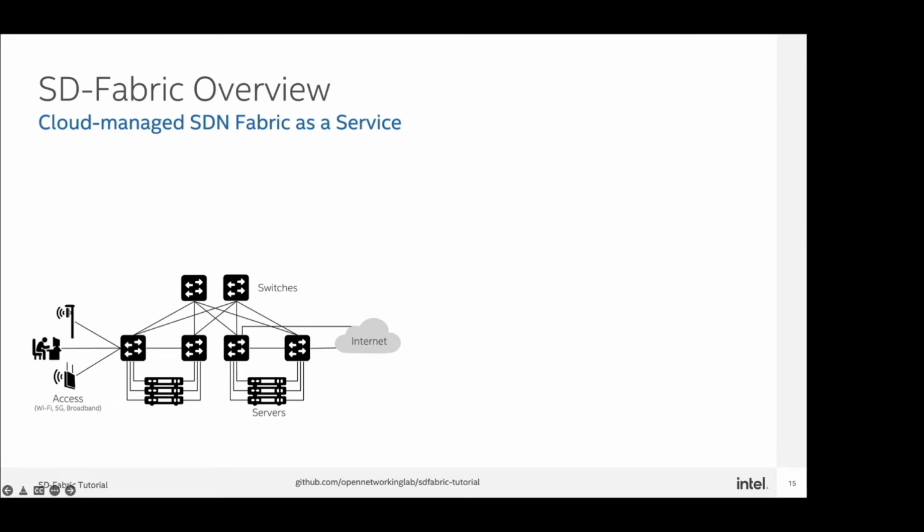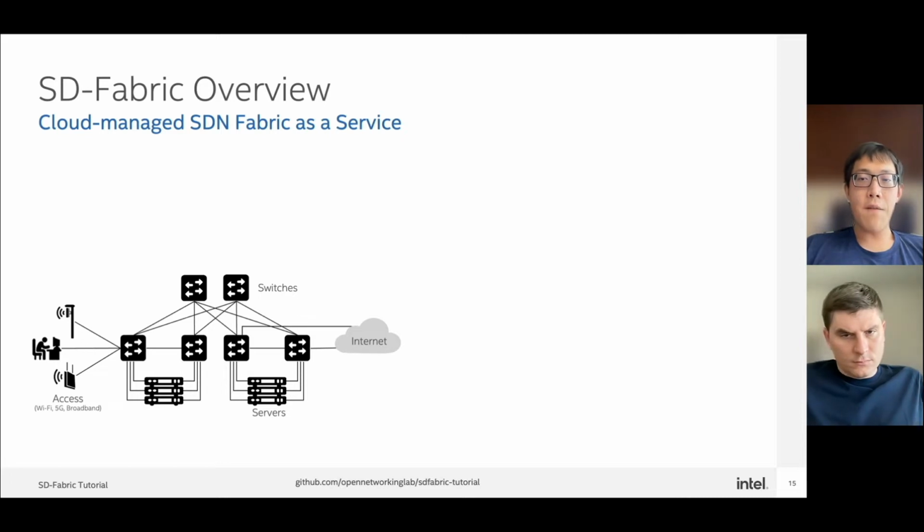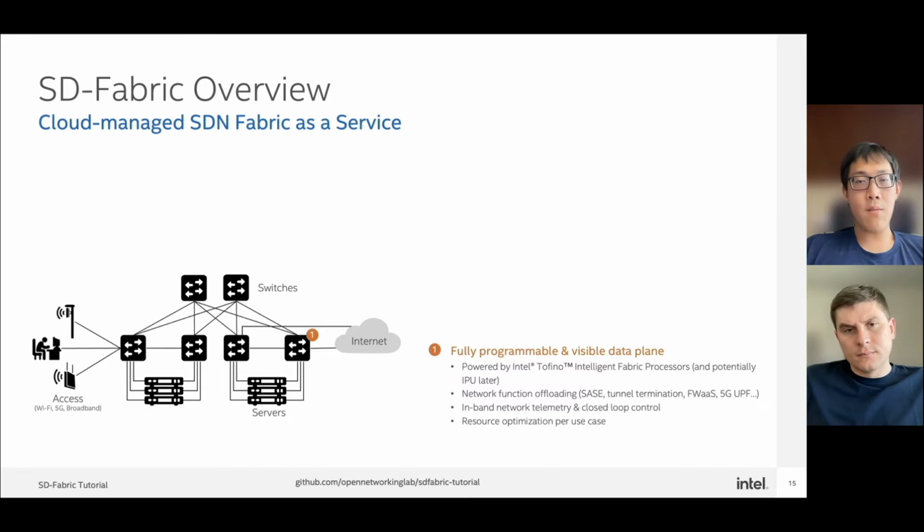So SD Fabric is an open source cloud managed fabric solution. The key hardware component is the leaf-spine fabric, to which we connect servers, various access devices like Wi-Fi, 5G, and broadband access, and the internet. And there are three key features of SD Fabric. So first, SD Fabric has a fully programmable and visible data plane. It is powered by Intel Tofino chips and can potentially be expanded to cover IPUs in the future. The programmability enables network function offloading, so we can easily implement SASE, tunnel termination, firewall as a service, and 5G UPF.